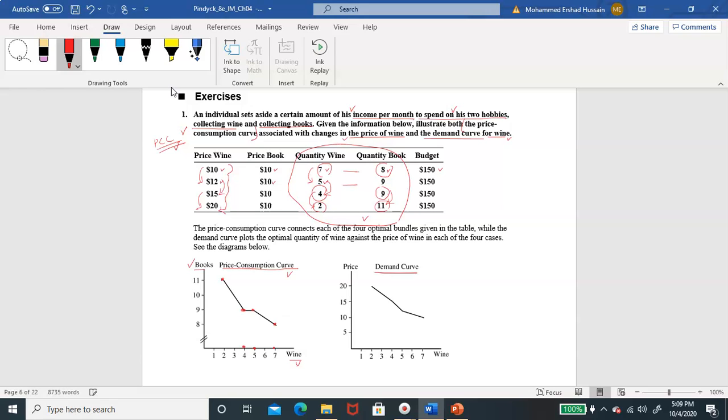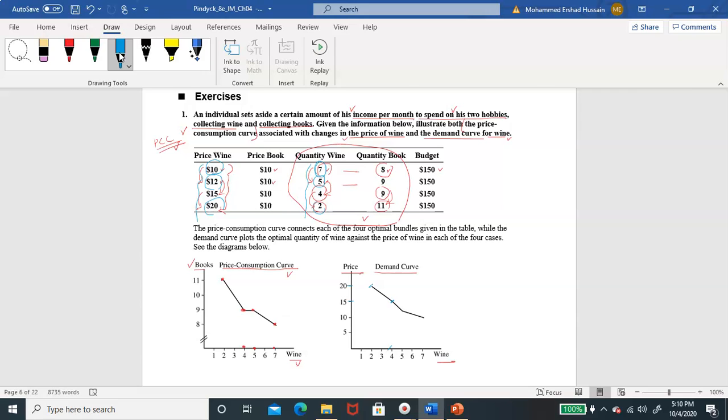Now what about the demand curve for wine? This is the price of wine and this is the demand for wine. When the price is $10, demand is 7. When the price is $12, demand is 5. Then at $15, demand is 4. And at $20, demand is 2.